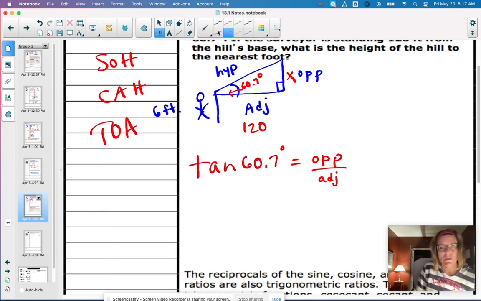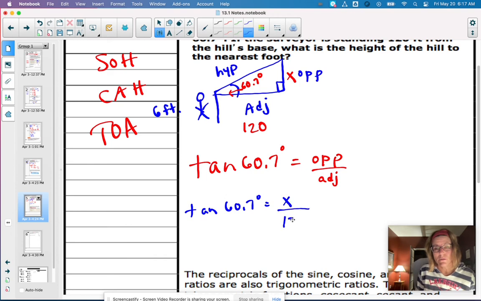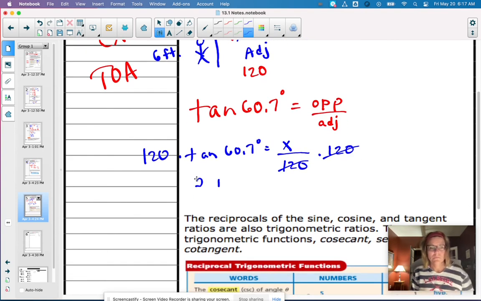I'm going to actually move down here. Now let's plug it in. Opposite, we don't know. Adjacent, we do know. Again, when we have a fraction, we multiply both sides by the denominator. That cancels. And now we're going to take 120 times tan of 60.7 degrees, which is going to give me 214 is equal to x.